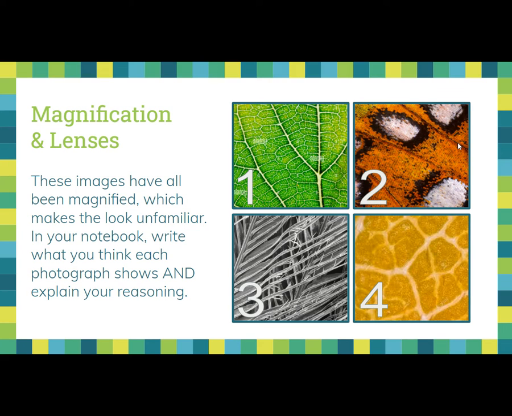A magnifying glass consists of a convex lens, which has a center that is thicker than its edge. When light passes through a convex lens and into your eyes, the image you see is magnified. Magnification changes how you see the object and reveals details you may not have known were there.